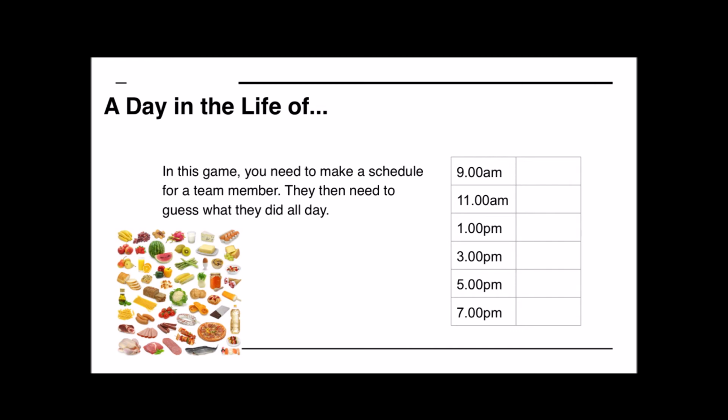So 11 AM might be in a lecture with their classmates and the professor, and they're taking notes. 1 PM might be in Burger King eating a hamburger with their friend. 3 PM might be, I don't know, in the movie theater watching a movie alone or with their friends, and so on. So you can just plan a schedule for them, and then they need to guess by asking yes/no questions to work out what they're doing that day.